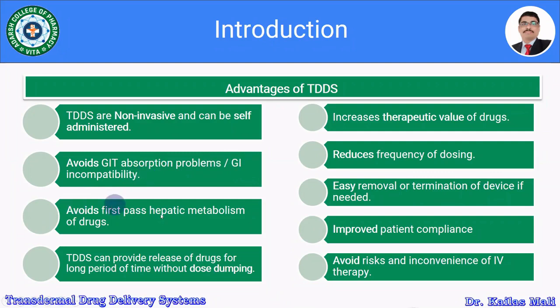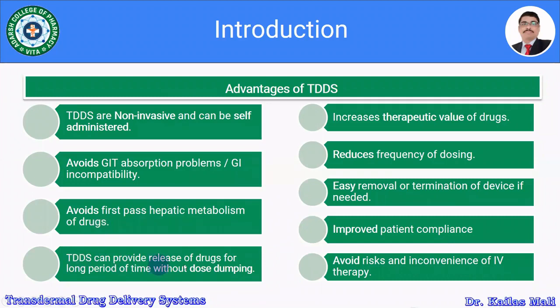It avoids first pass hepatic metabolism of drugs. As in the case of the transdermal drug delivery system, it is given by the transdermal route and the drug is not exposed to the liver, and thereby it avoids first pass hepatic metabolism of drugs.